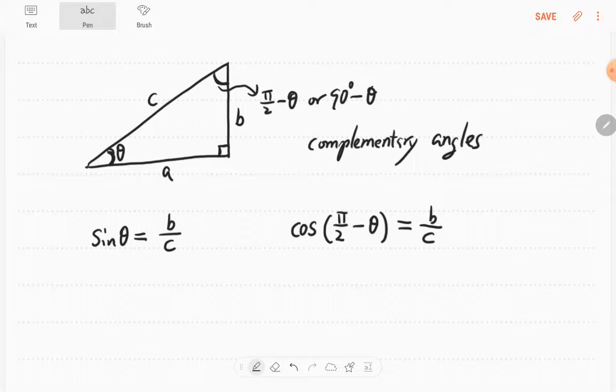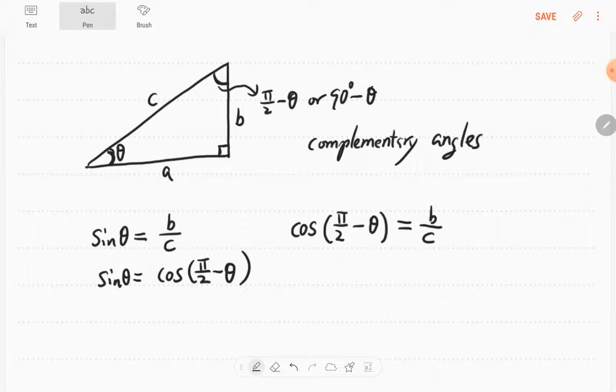This adjacent means adjacent to that angle. This B is the opposite of the angle theta, and it is the adjacent to its complementary angle. So you can see these two are the same, so the sine theta should be equal to cosine pi over 2 minus theta.